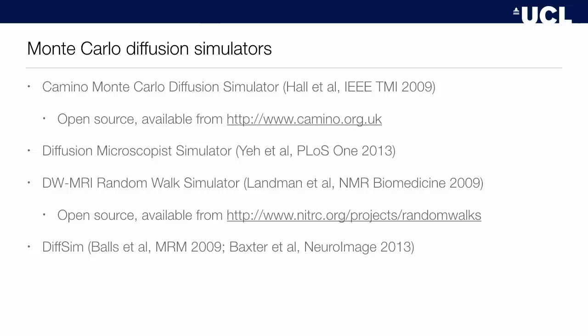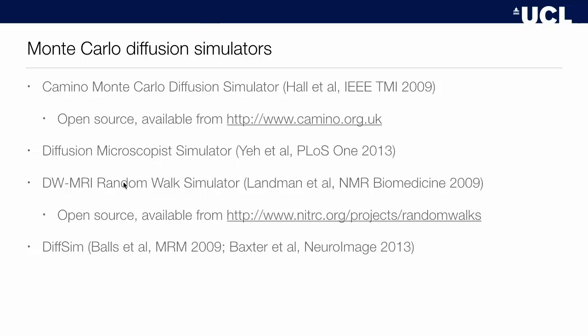So, okay, hopefully that makes you excited about trying this. And I think the good news is there are a number of tools available. I think probably the most popular one, so out of all the examples I gave you, 60% of them use the Camino simulator, which is the method described in Hall et al. in 2009, and it's available as an open source toolkit as part of Camino. And then there's also more recently a diffusion microscopy simulator, which was published in PLOS ONE in 2013, but I'm not aware it's available as a public software to download.